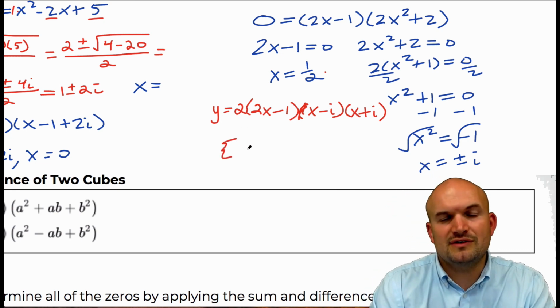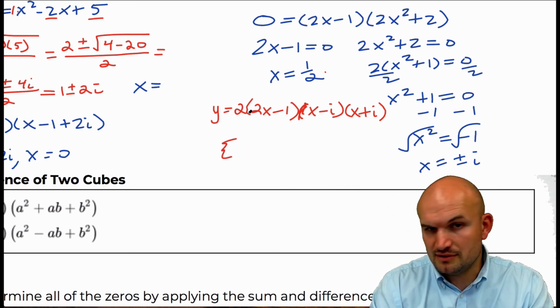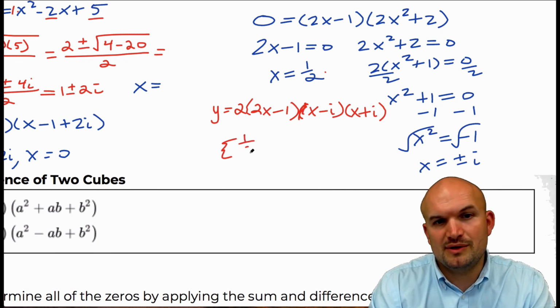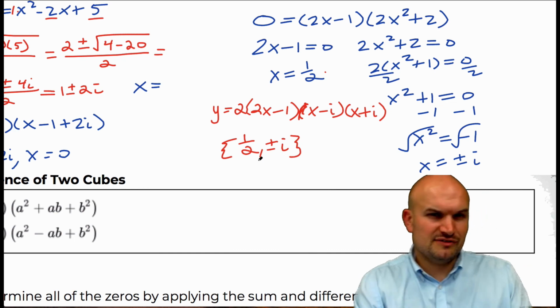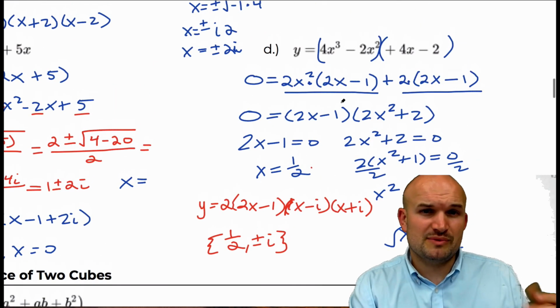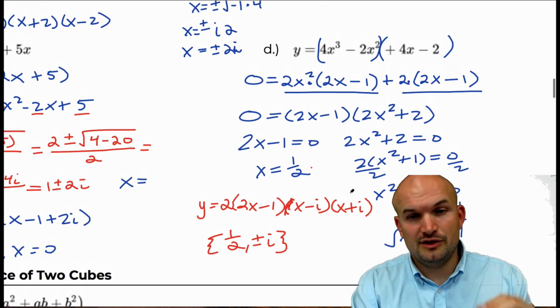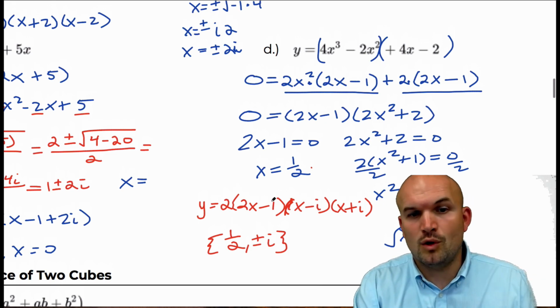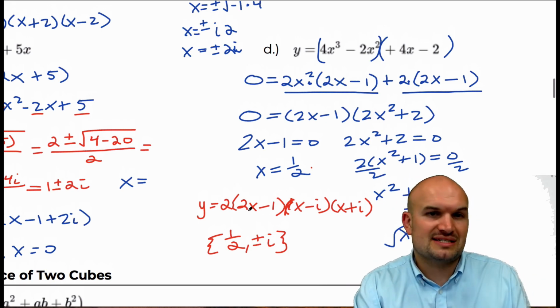And therefore your zeros then, notice that 2 is not a 0, so don't include that. But your zeros are going to be 1/2 and then plus or minus i. And again, you could even check, even if you're confused, how many zeros do we need to have? 3, right? And you can see we have 2 imaginary and again 1 real. So that's kind of the importance of that.